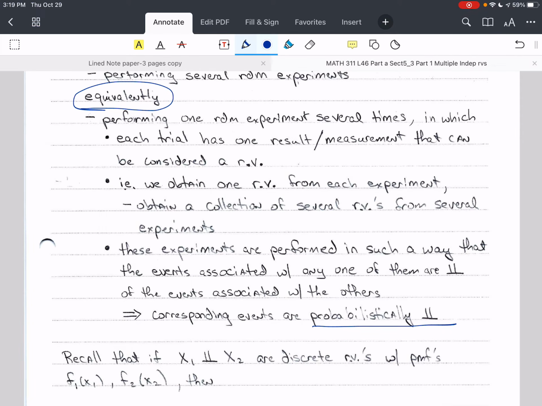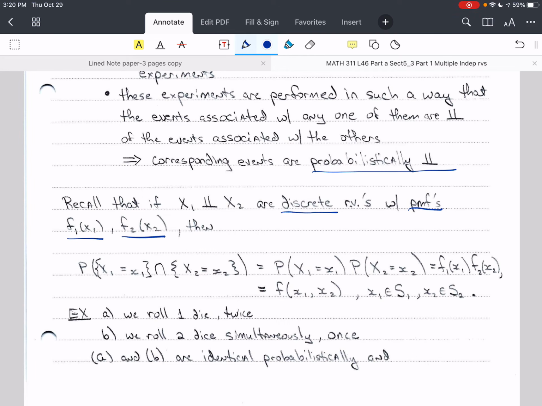If you recall from earlier, if x1 and x2 are discrete, and we'll start with discrete because it is a simpler case here, and we can use equal signs a lot easier. If they're discrete random variables and they have probability mass functions, f1 of x1, f2 of x2, then the probability that X1 is equal to little x1 and X2 is equal to little x2 is equal to simply the probability that X1 is equal to little x1 times the probability that X2 is equal to little x2. And since they're discrete, this is equal to the product of their PMFs. And since they're discrete also, this becomes the joint PMF, where x1 is in S1 and x2 is in S2.